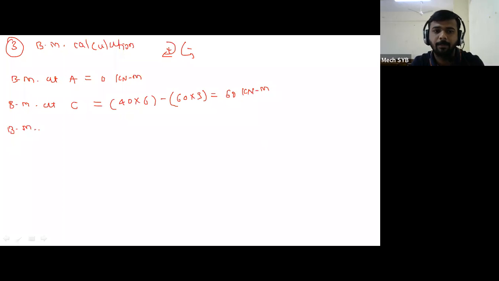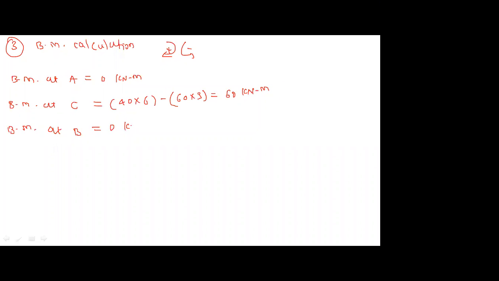Then BM at B. What is the answer? BM at B, 0 kilonewton meter.